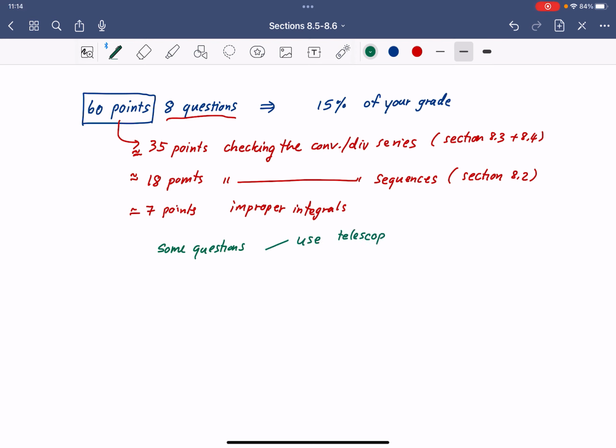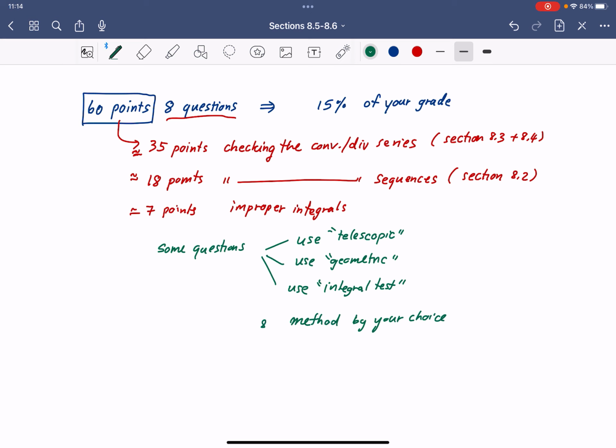That means you have to use telescopic. Some question is going to say use geometric, so you have to use geometric. Some question is going to say use the integral test, you have to use the integral test. So basically the exam is going to be okay because I told you immediately to use this one, except the last question, which is going to be use the method of your choice.